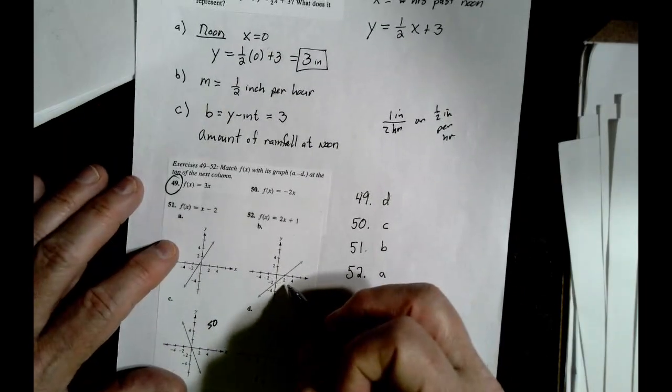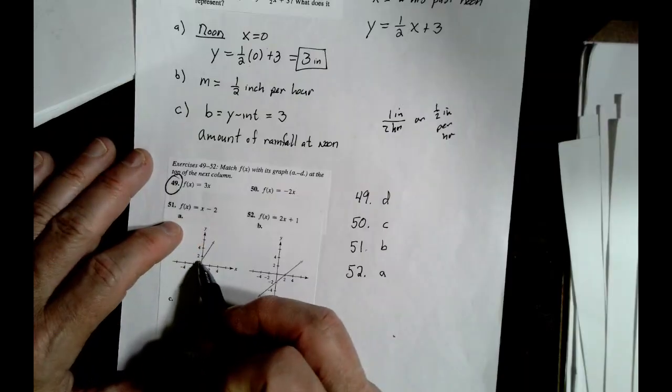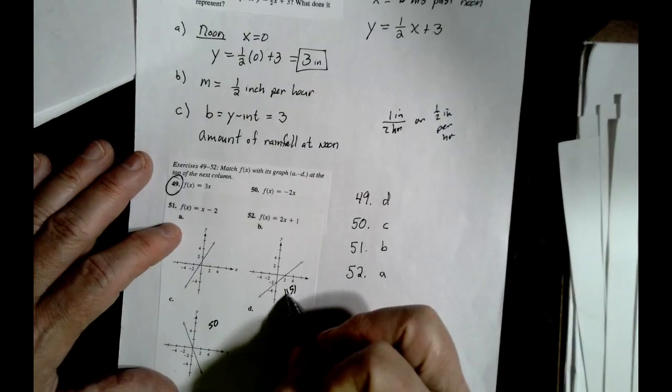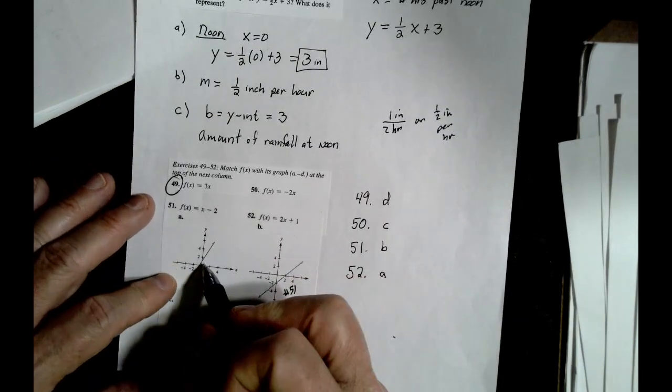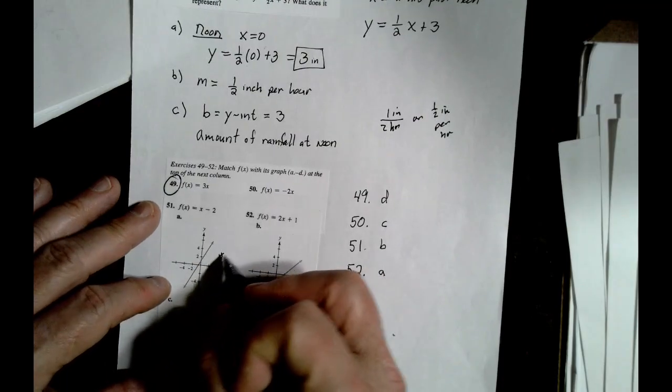And so you got these other two that are left. This one has x minus 2, meaning it crosses at negative 2. Yes, that's 51. And this one has a slope and crosses at positive 1 right there. And so that one has to be 52. Plus, it's the only one left, so it has to be 52.